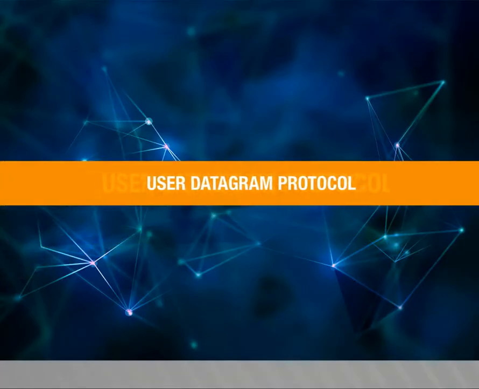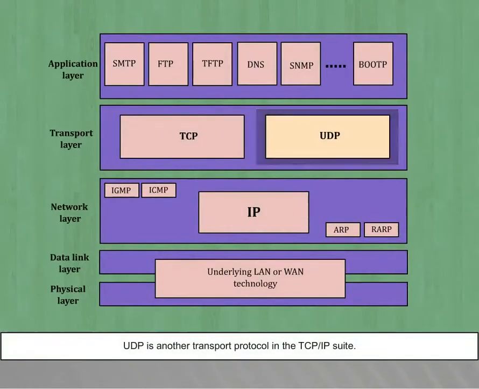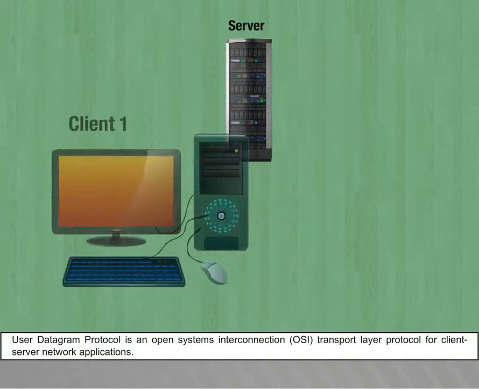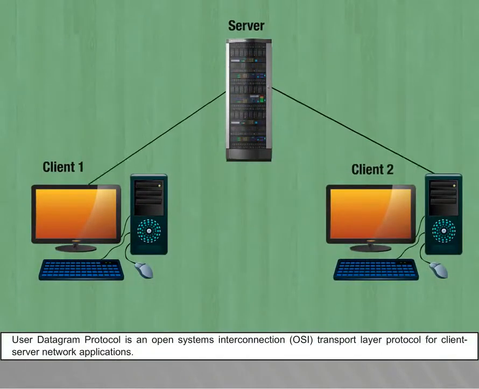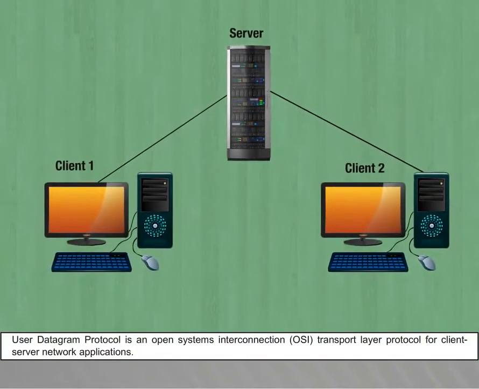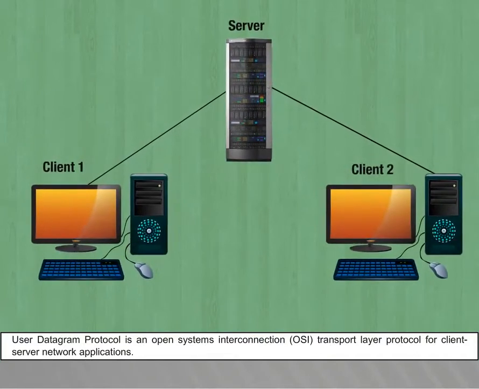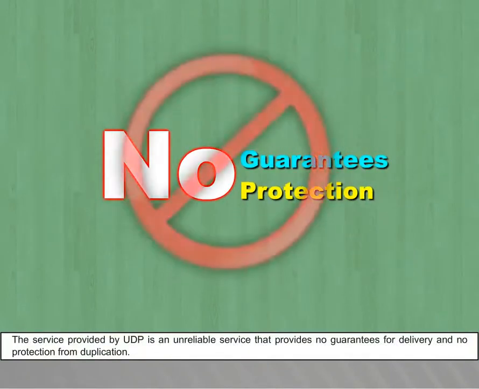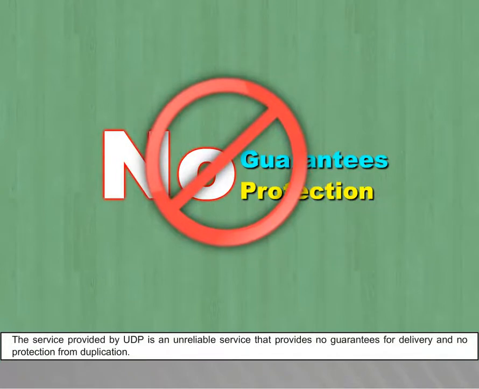User Datagram Protocol. In this video, we are going to see about User Datagram Protocol. UDP is another transport protocol in the TCP/IP suite. User Datagram Protocol is an Open Systems Interconnection (OSI) transport layer protocol for client-server network applications. The service provided by UDP is an unreliable service that provides no guarantees for delivery and no protection from duplication.